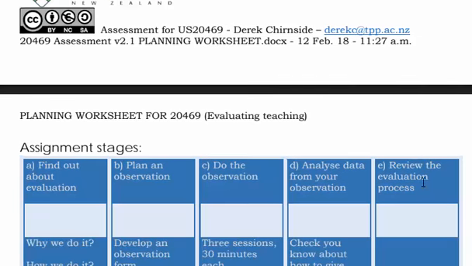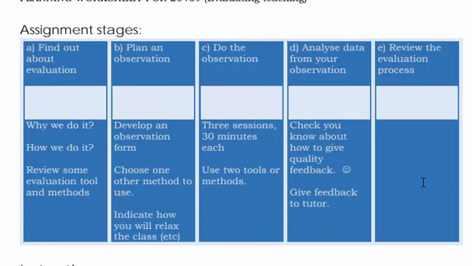So, for the sake of our assignment, we've broken this up into 5 stages, roughly like this. A, find out about evaluation, why we do it, how we do it, and review some evaluation tools and methods. That's objective 1, outcome 1 for the standard. Then plan your observation. So you develop your form, choose one other method, and indicate how you'll brief the class, etc. And a little bit of a plan for this is part of the deal.